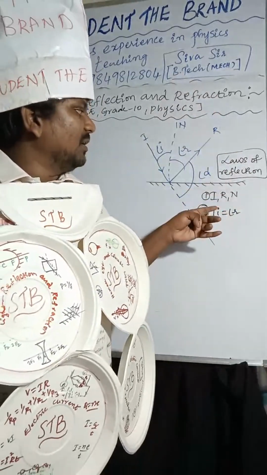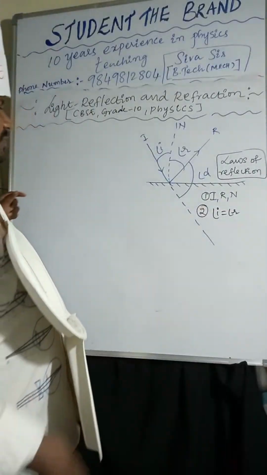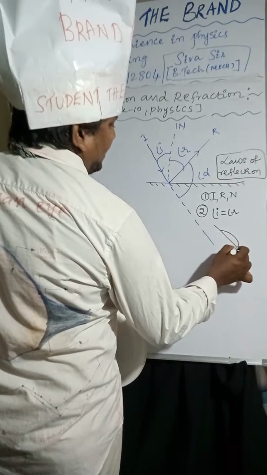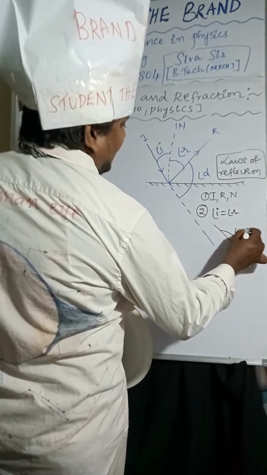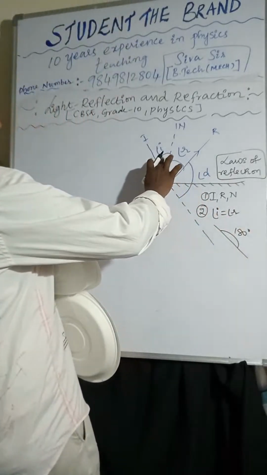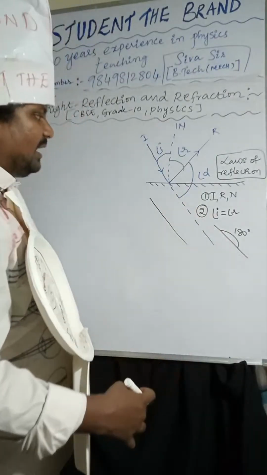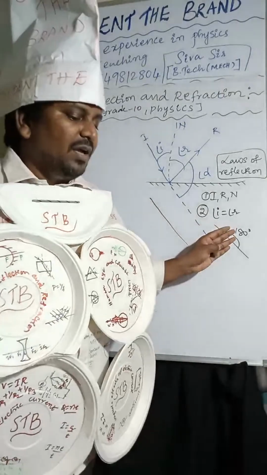Now, taking the linear angle, a linear angle is 180 degrees.